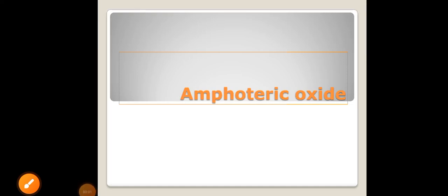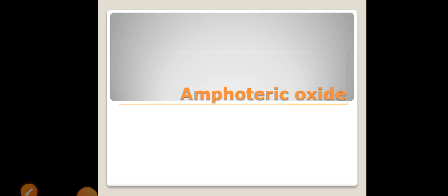Hi students, today let us learn about amphoteric oxide. We all have heard of the word amphibian, right? So amphi in English means both. When we talk about amphibian, these are animals which live both on land as well as water. Similarly in chemistry, there's something called amphoteric oxide.